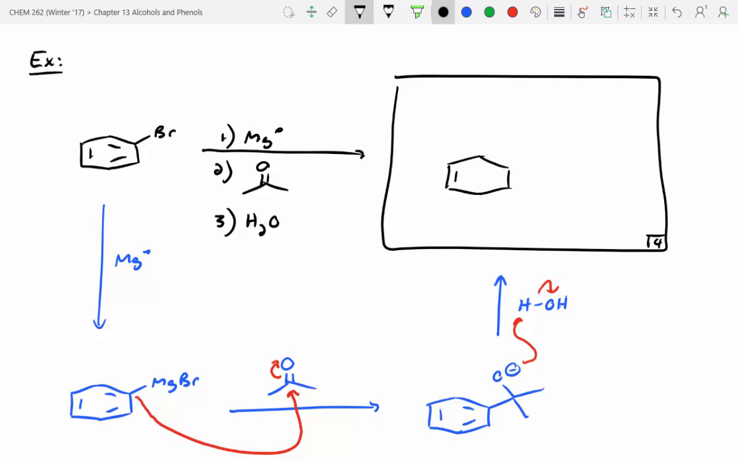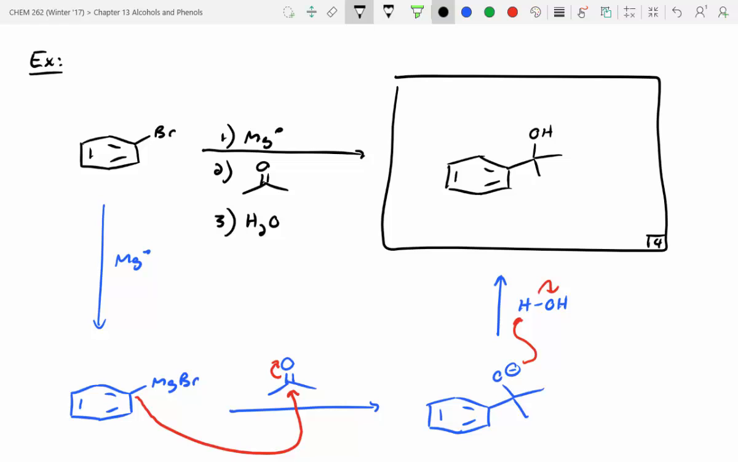This is a really, really valuable tool for adding on carbon atoms to your molecule. The only other way we know of is by alkylating alkynes, but this opens up a whole new realm of reactivity for us. Isn't it still just a substitution reaction to add a carbon? It's still just nucleophilic attack. It's not like an SN2 substitution, but it is a nucleophilic attack.